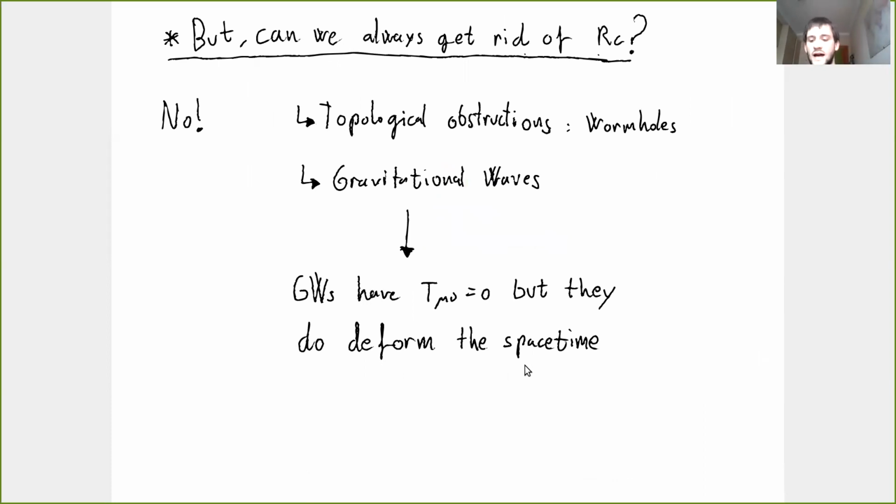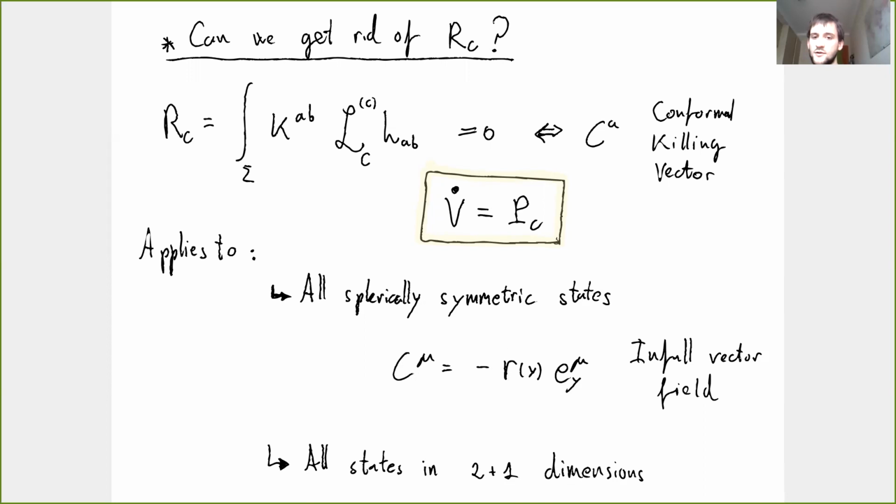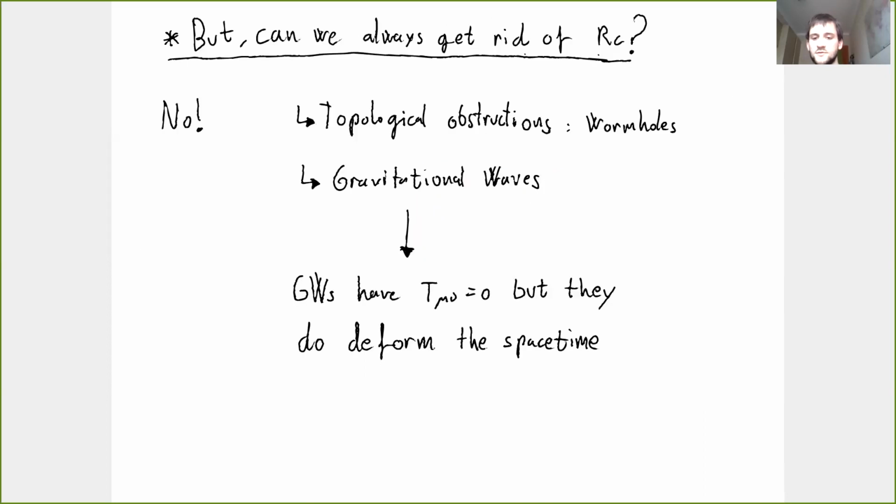So I said that for spherically symmetric states, we can also always find this vector, also in 2+1 dimensions, but in general, this is not true, okay? In particular, if there are gravitational waves, it's not always possible to get rid of this remainder, and there might also be some topological obstructions. So there's one way it's very easy to see that the gravitational waves cannot make the remainder equal 0, which is that if we have a solution that is purely made of gravitational waves, this has T_mu nu equals 0, but they do deform the spacetime.